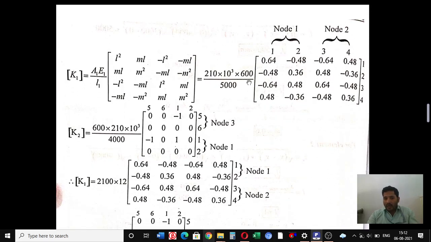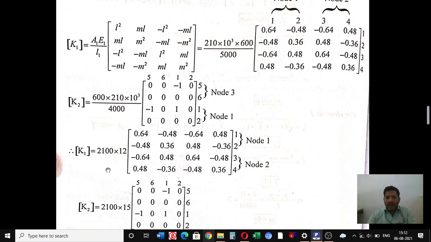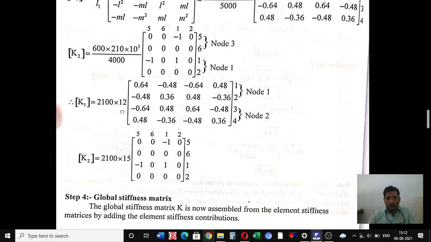Clear? After that, first of all you need to divide the whole value 210 into 10 power 3 by 600 by 5000. Then you will get the value 2100. Okay, you will get. Clear? After that, 2100 into 12. So if you are 2100 into 12 into 0.